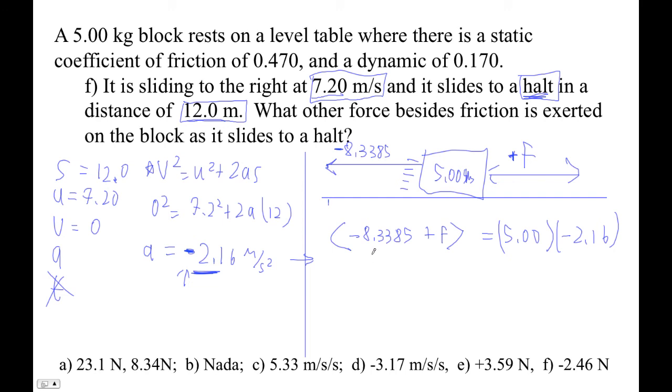Okay, here we go. To get that, I'm going to go 5 times this. So 5 times negative 2.16. And I'm going to add this. I'm going to go plus 8.3385. I get negative 2.46. Roughly, it's 2.4615, right?